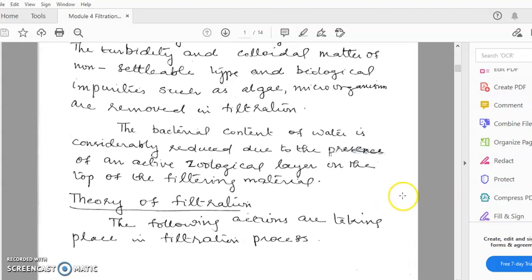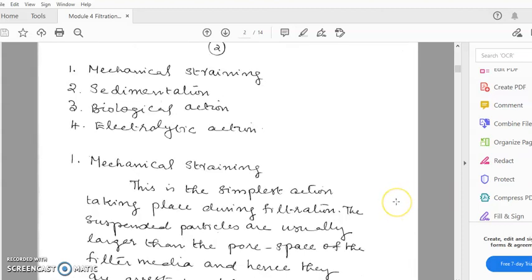The following actions are taking place in the filtration process. There are four processes. First one is mechanical straining. Second one is sedimentation. Third one is biological action. And fourth is electrolytic action. We will discuss in detail. First one, the mechanical straining. This is the simplest action taking place during filtration.